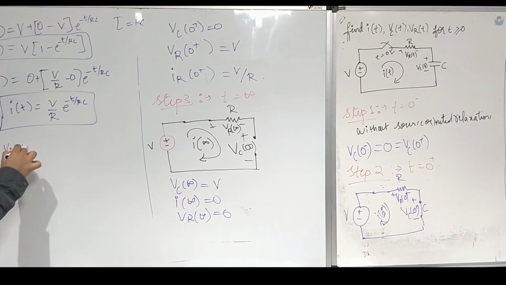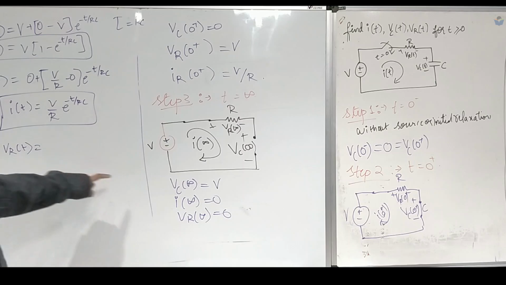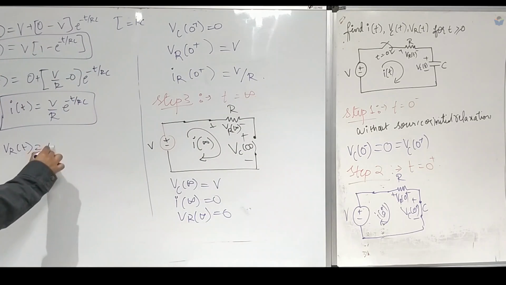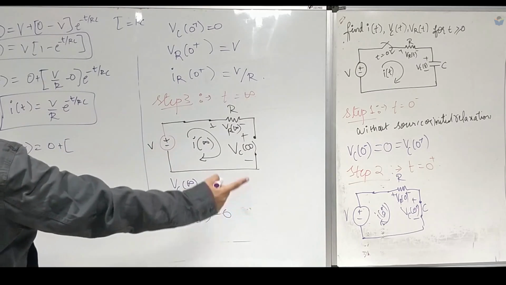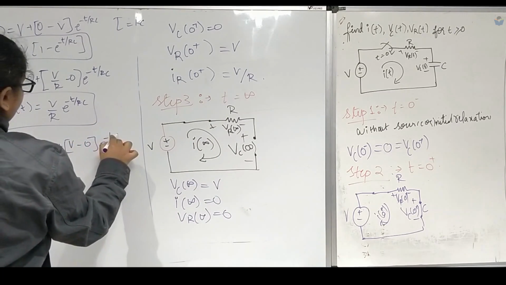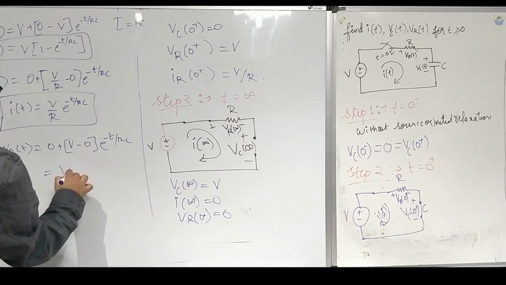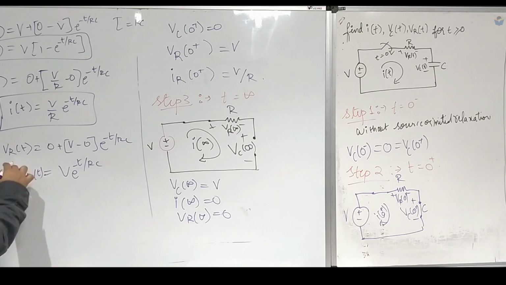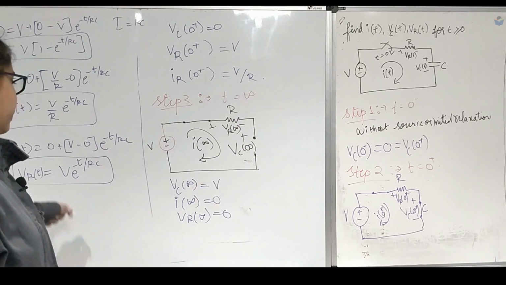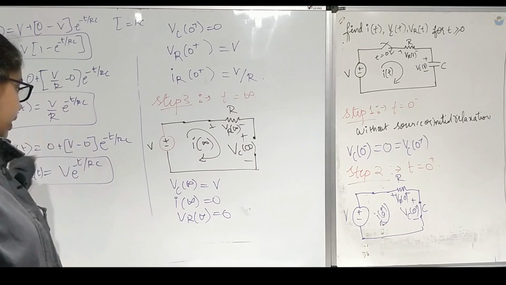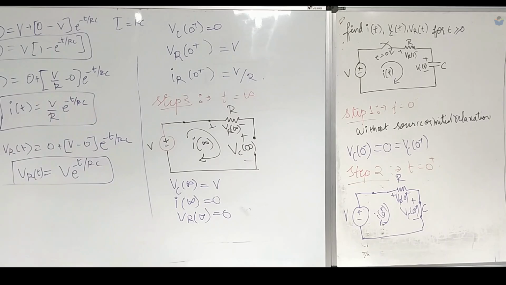Then VR of t, you take it as final value. What is the final value of VR of infinite? It is 0. Then you have the initial value VR of 0 plus equal to V, minus 0, times e to the power minus t by RC. So this will be V times e to the power minus t by RC. So this is VR of t. Okay, so these three are very important. For any instant value of t, these equations will be satisfied.